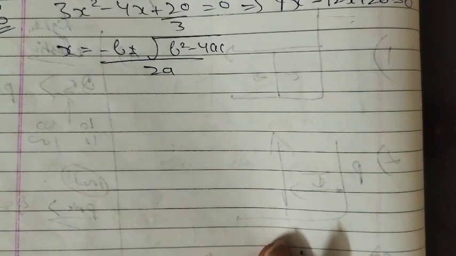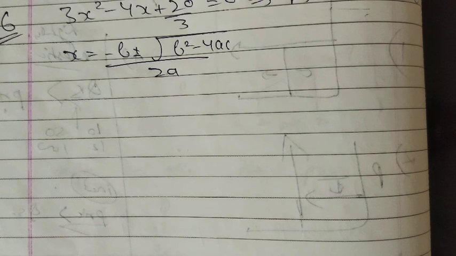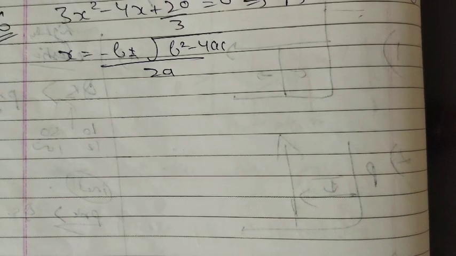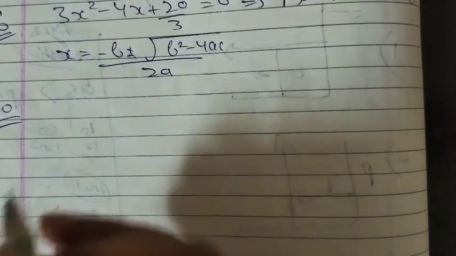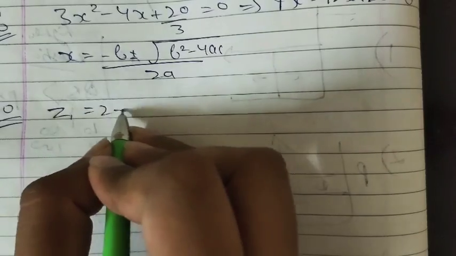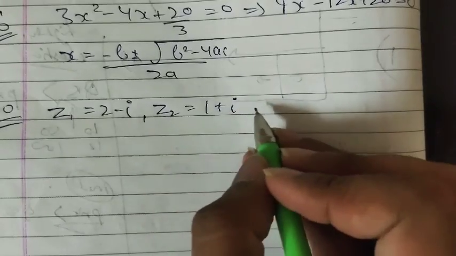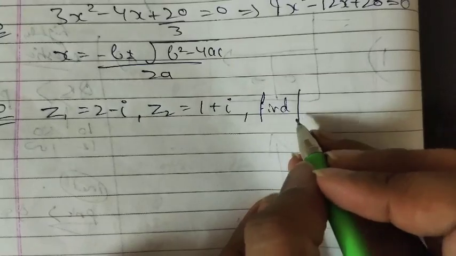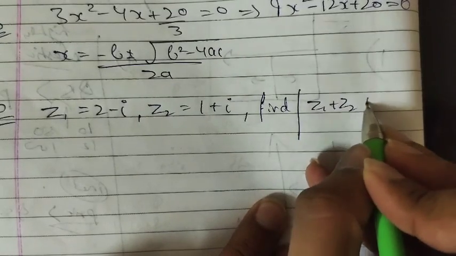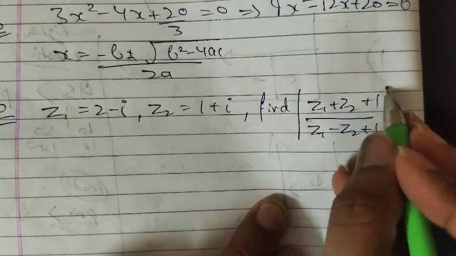So this question is exactly similar to 7th and similarly 8th also. So 9th also you can do using the same formula. So just do it. Next, let's move on to question number 10. If z1 is equal to 2 minus iota, z2 is equal to 1 plus iota, we have to find the modulus of (z1 plus z2 plus 1) divided by (z1 minus z2 plus 1).